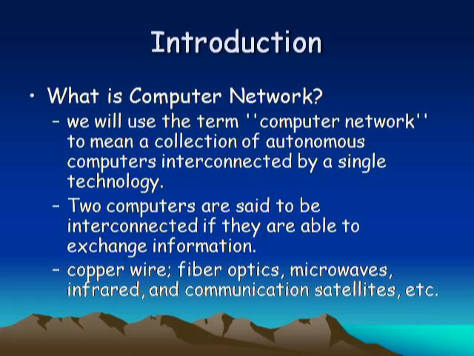So generally, what is a network? A network is a collection of two or more devices. As we are dealing with computer networks, a collection of two or more computers is called a computer network. If you see the exact definition, a collection of autonomous computers interconnected by a single technology is called a computer network.